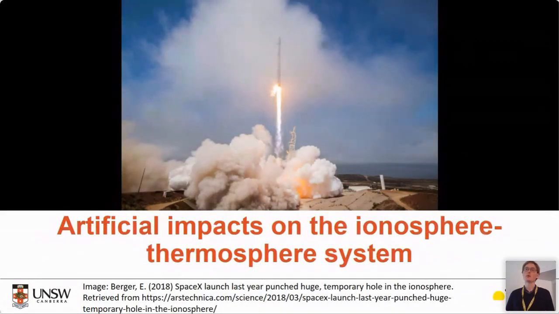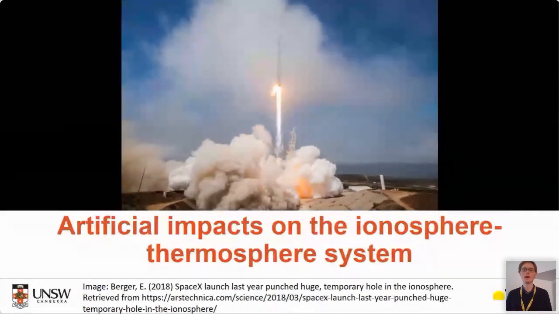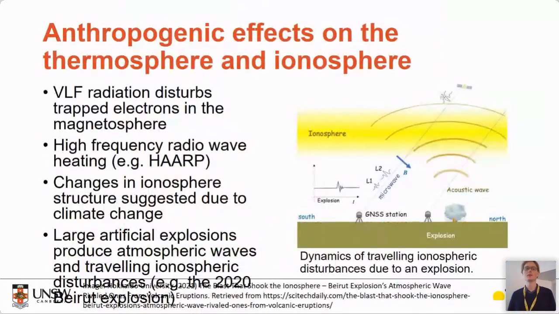It's possible for human activity to impact the ionosphere-thermosphere system as well. There are various ways in which this can happen. Briefly, via VLF radiation, VLF pollution disturbs trapped electrons in the magnetosphere, modifying their population. There are deliberate changes to the ionosphere by instruments like HAARP, where the ionosphere is heated by HF radio waves.